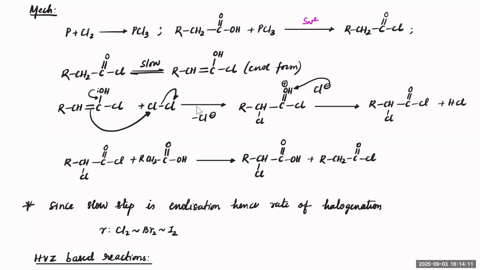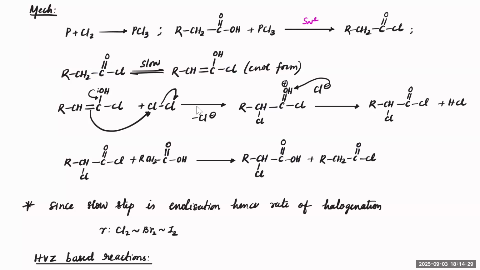Now, here is the interesting part. This acid chloride can be imagined as if it has a small amount of enol form. That means this hydrogen is moving onto this oxygen and a double bond is forming here. So it will exhibit a small amount of enol form.